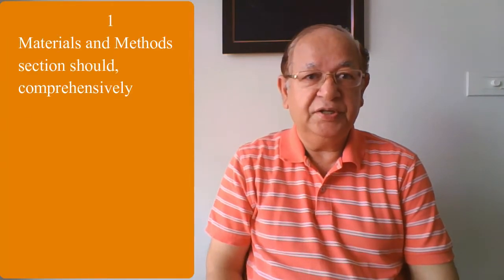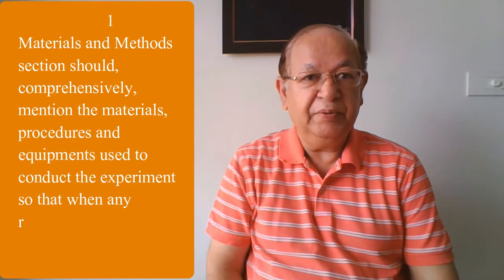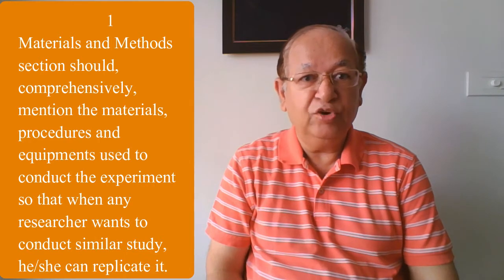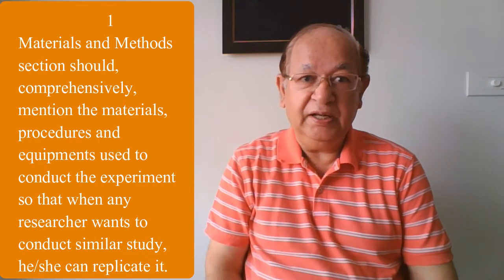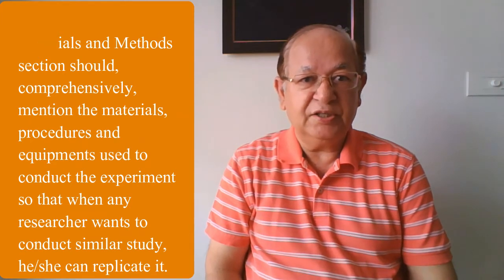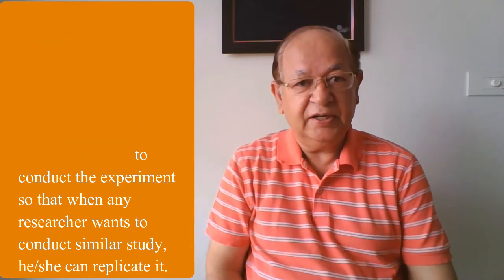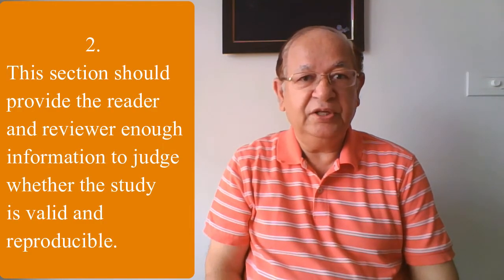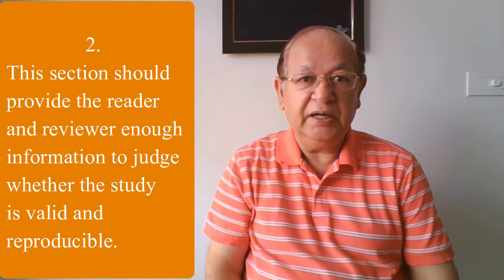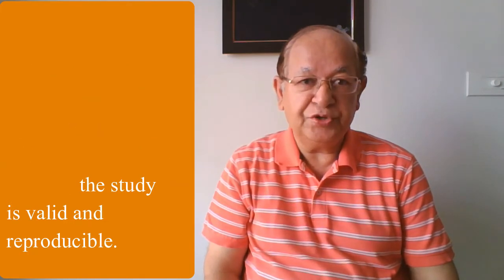Materials and methods section should comprehensively mention the materials, procedures and equipments used to conduct the experiment. So when any researcher wants to conduct similar study, he or she can replicate these experiments. This section should provide the reader and reviewer enough information to judge whether the study is valid and reproducible.